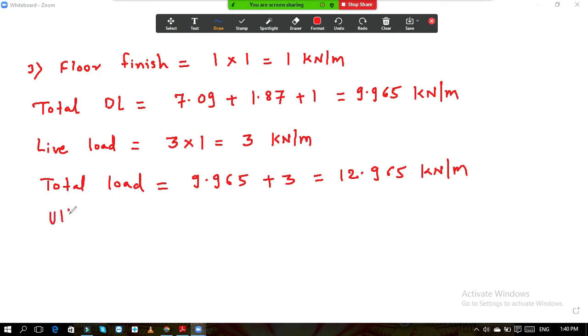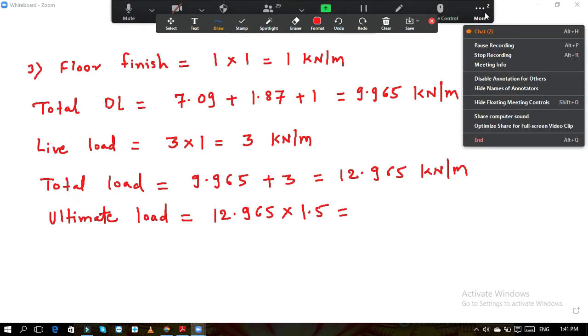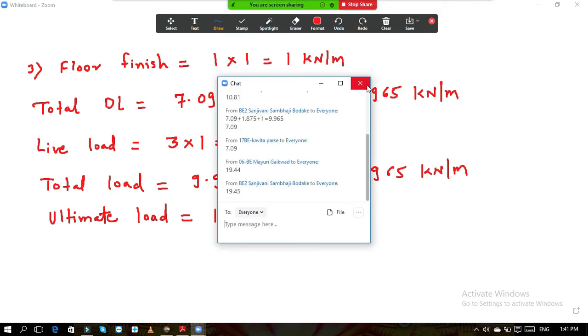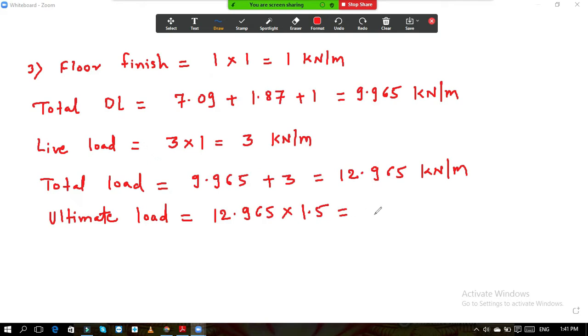Now factored load or ultimate load. So ultimate load is equal to 12.965 multiplied by 1.5. Let me know the answer. What is the answer? 19.44, 19.45. So it is 19.45 kilonewton per meter.